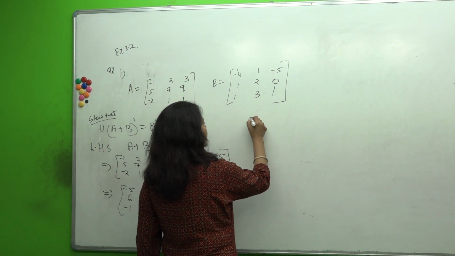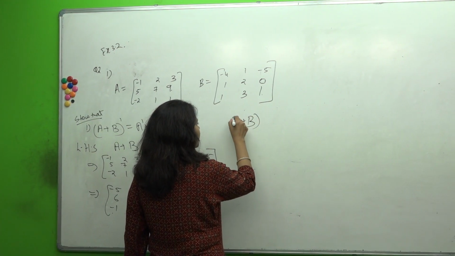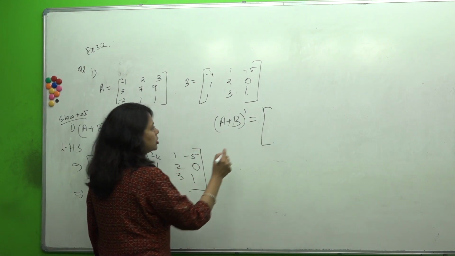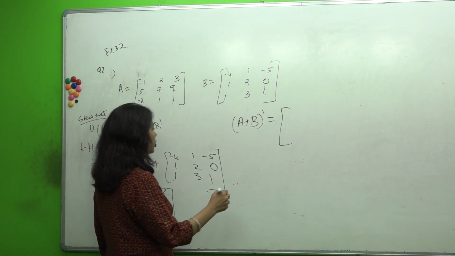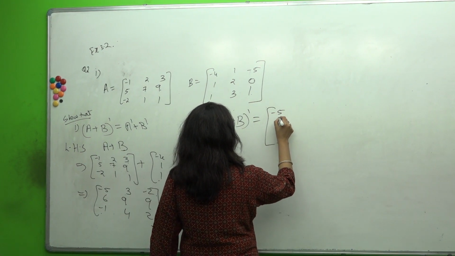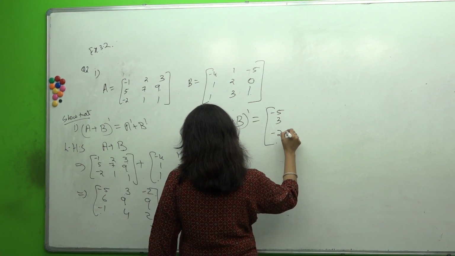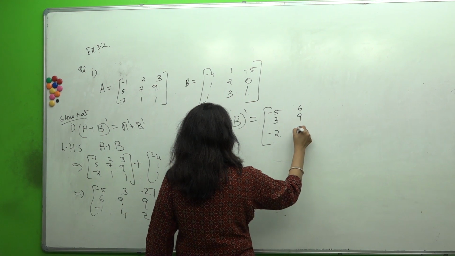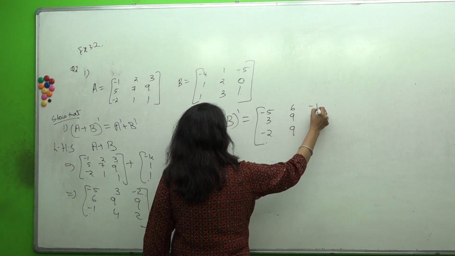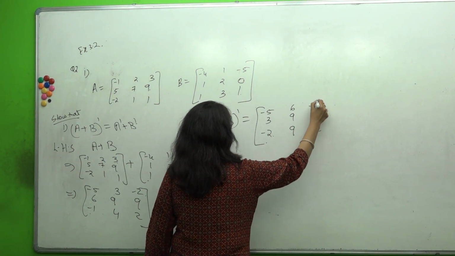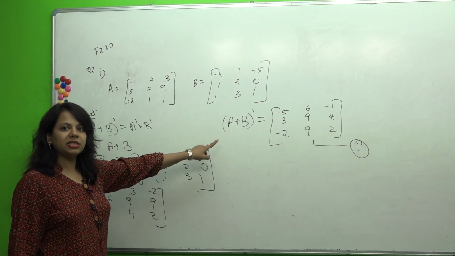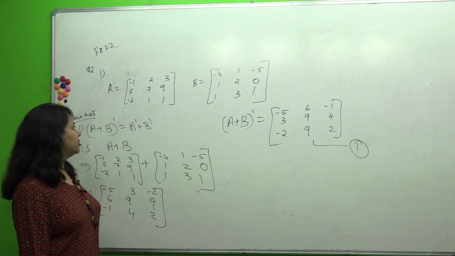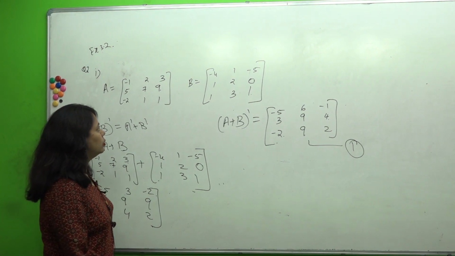Now I'll do (A plus B) whole dash. So that means I have to transpose this particular matrix. So the first row becomes what? The first column. So this would become minus 5, 3, minus 2, 6, 9, 9, minus 1, 4 and 2. So I mark this as 1. This is what is my LHS that I have done over here. This has given me (A plus B) whole dash.